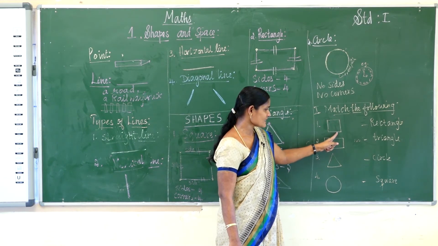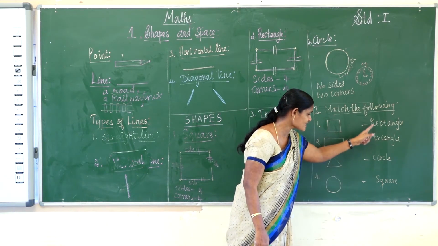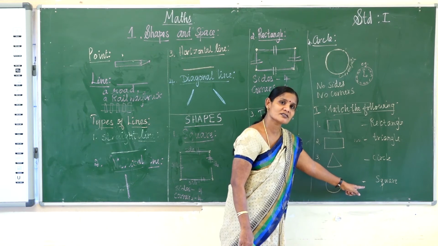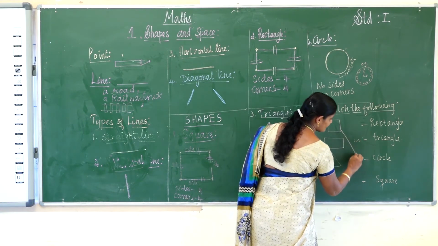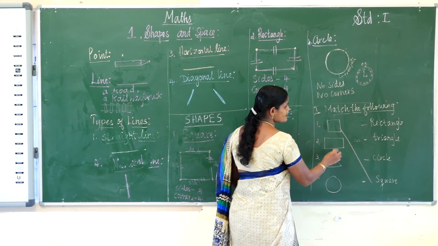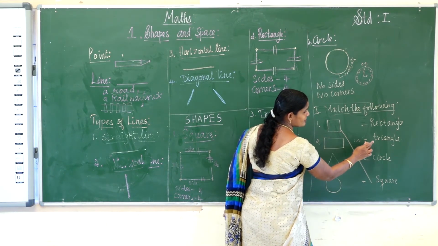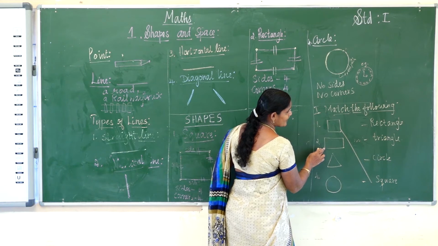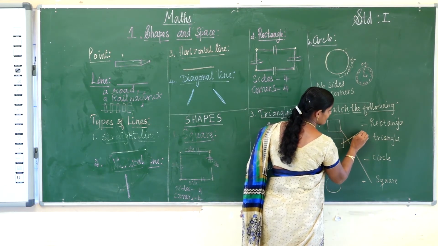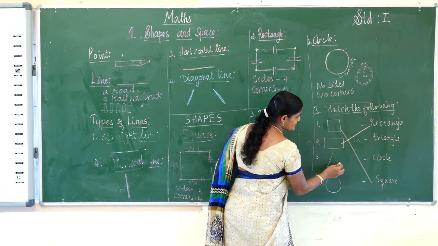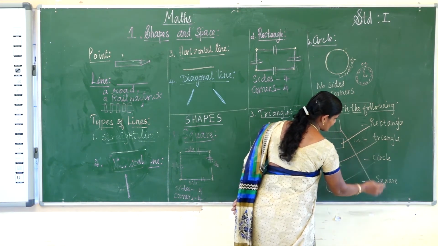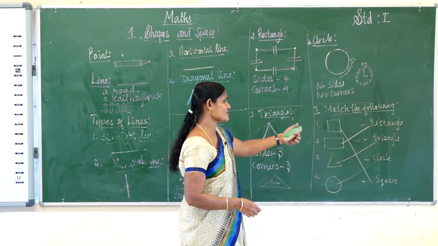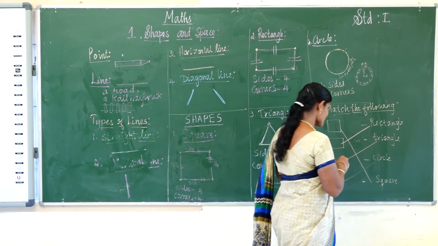In a square, the opposite sides are equal. You have to see which one is similar. Which one is square? So, the square is like that. Then next, triangle. Here, this is the rectangle. This is a rectangle here itself. Then this is the triangle. This is the circle. So I have to match these.